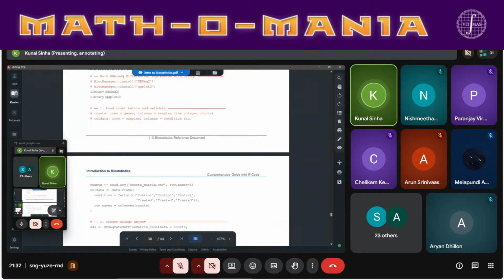Now there are certain steps. So you load the matrices, like you're seeing here. Then row names of one. What this means is the first column that you have will become the row names. Now column data, you just split it into two parts: control and treated. Actually, this data has a lot of metadata, so we are just filtering that here so that R can easily read it.